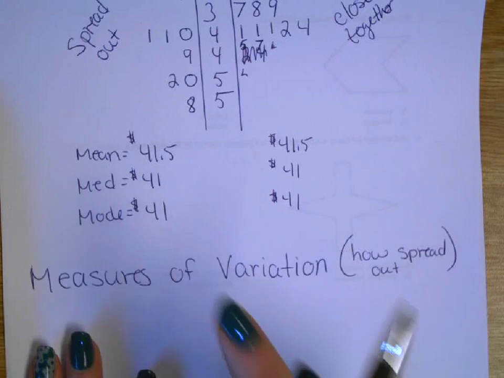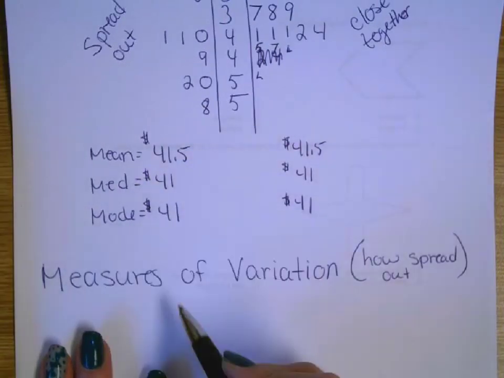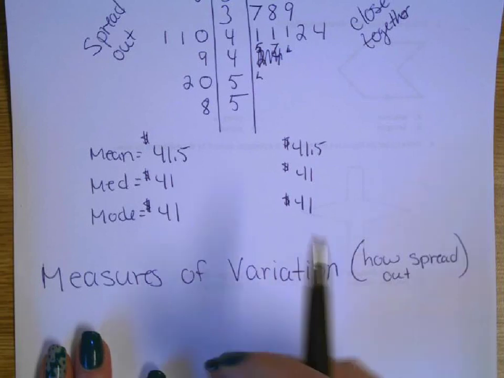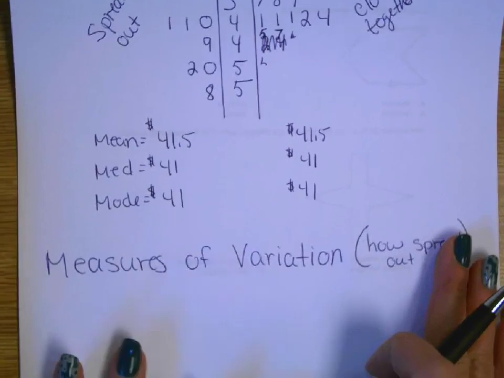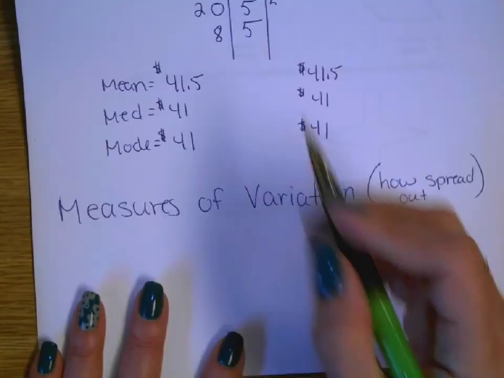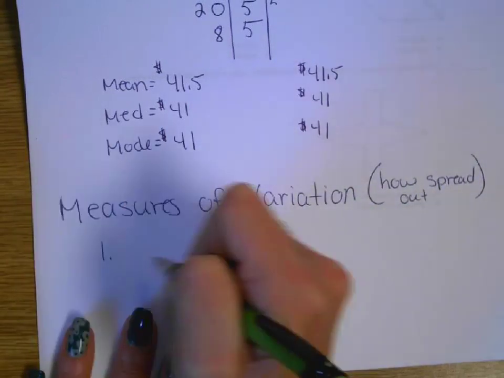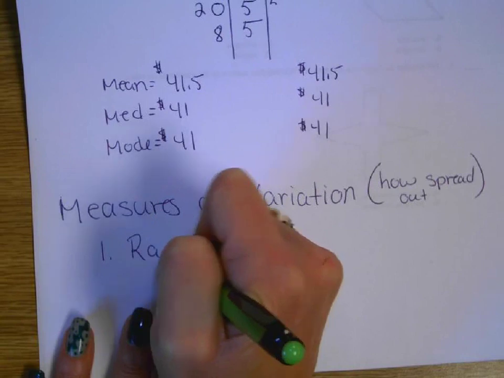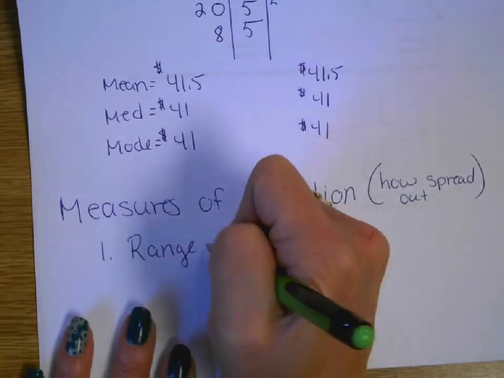Okay, just like we had 3 measures of central tendency, mean, median, and mode, we've got 3 different ways to tell how spread out things are. And some are better than others. So the first thing you can do to tell how spread out a data set is, give the range of numbers. Range is just your max minus your min.